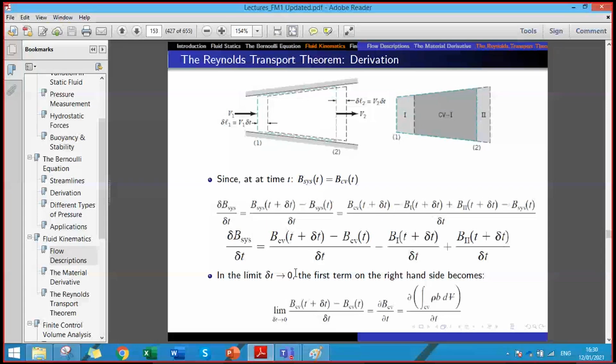So the first term would be representing the change in the control volume with respect to time, and we can write it as partial derivative by partial t of the integral over the control volume of rho b dV. Is this term clear?